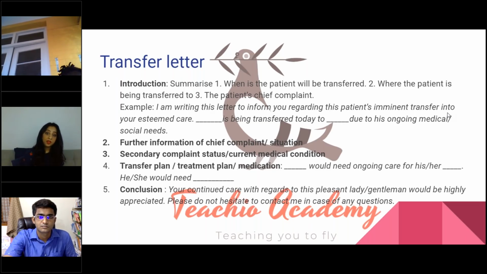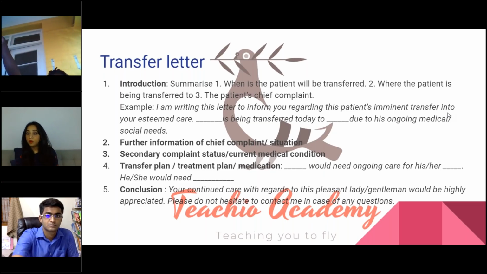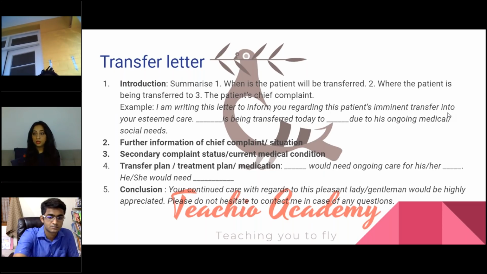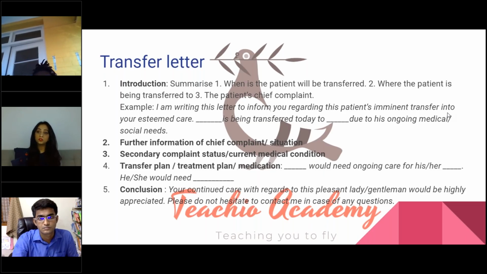All right. Now, a very good method of writing about a transfer plan or a treatment plan is on the fourth paragraph. You need to mention that Mr. Jones would need ongoing care for his or her diabetes. He would need regular whatever they need. For example, if they've got a diabetic foot and they need dressing for it, then you need to mention it on your transfer plan.